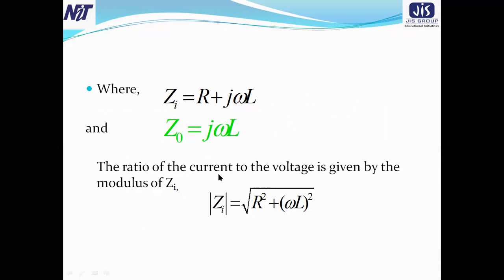The ratio of the voltage to the current is given by the modulus of Zi. Look, this is very important. That means Z equals V by I. So Zi will be equal to root over R square plus omega L whole square.